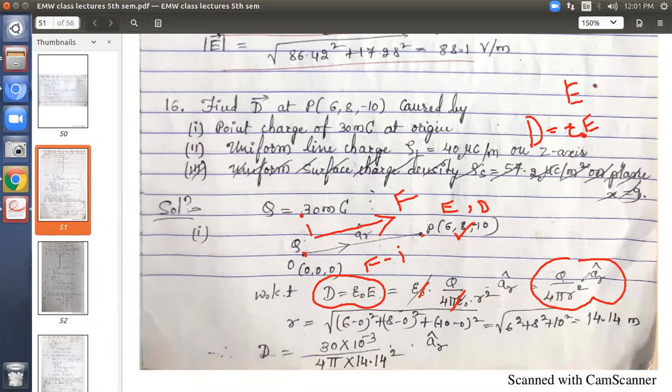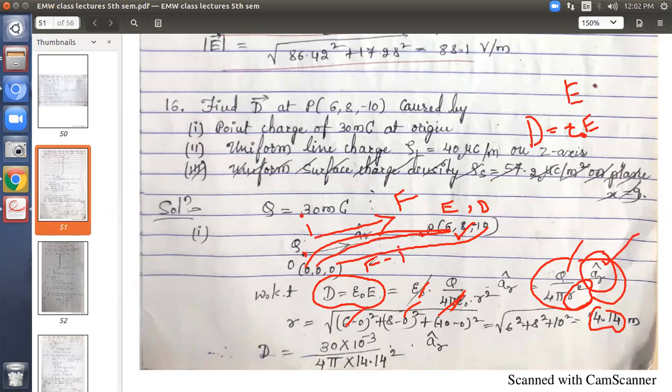Now in the formula if you observe, charge already दिए हैं, distance you need to calculate and unit vector you have to calculate. What is the distance? Formula use करो, 0 minus 6, 0 minus 8, 0 minus of minus 10 whole square. Okay, square root of, you add them, you will get 14.14 meters. This is distance. Now similarly AR we need to calculate.